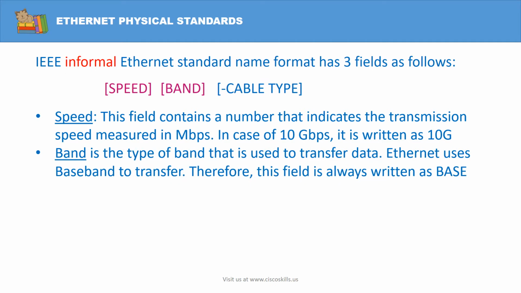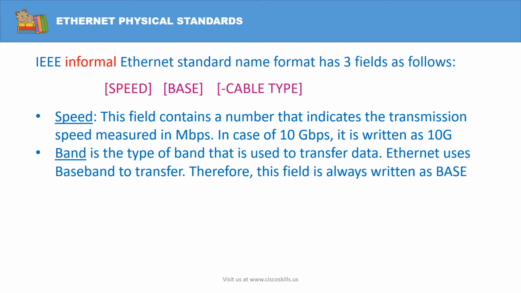Band is a type of band that is used to transfer data. Ethernet uses baseband to transfer. Therefore, this field is always written as base.